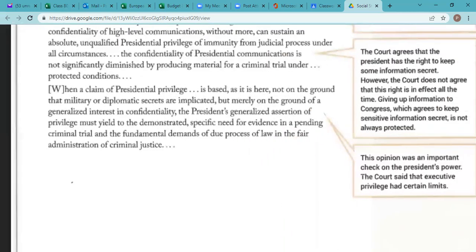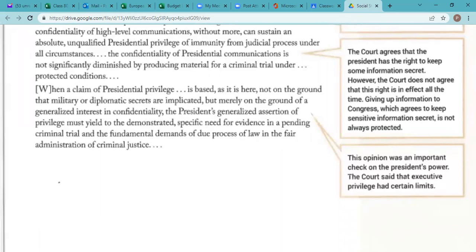And let's read the finish here. When a claim of presidential privilege is based, as it is here, not on the ground that military or diplomatic secrets are implicated, but merely on the ground of a generalized interest in confidentiality, the president's generalized assertion of privilege must yield to the demonstrated, specific need for evidence in a pending criminal trial and the fundamental demands of due process of law in the fair administration of criminal justice.